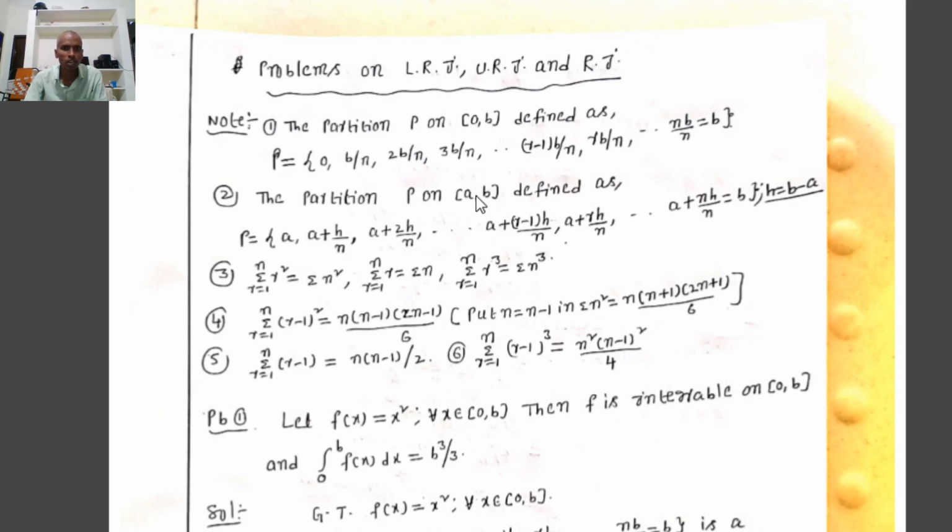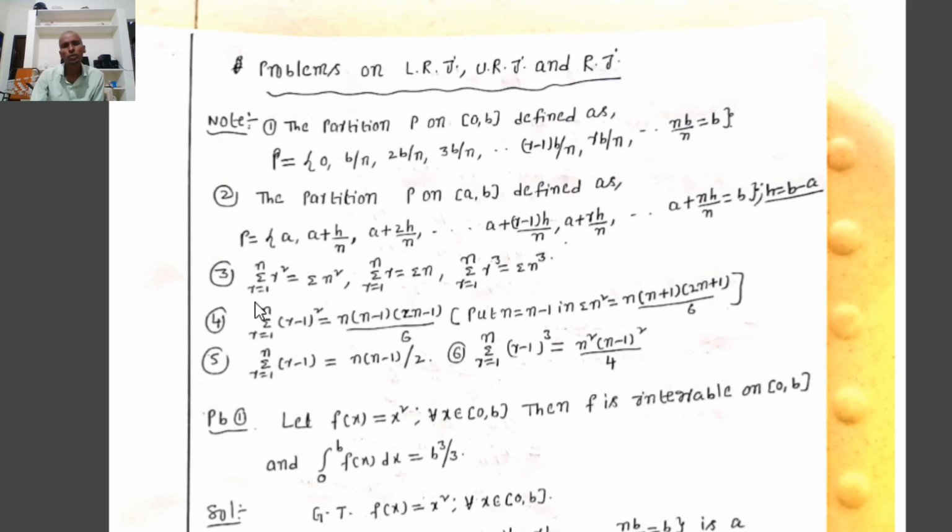Similarly, the standard partition P on the closed interval [a, b] is defined as P equal to a, a plus h/n, a plus 2h/n, up to a plus (r-1)h/n, a plus rh/n, up to a plus nh/n equal to b, where h equal to b minus a.